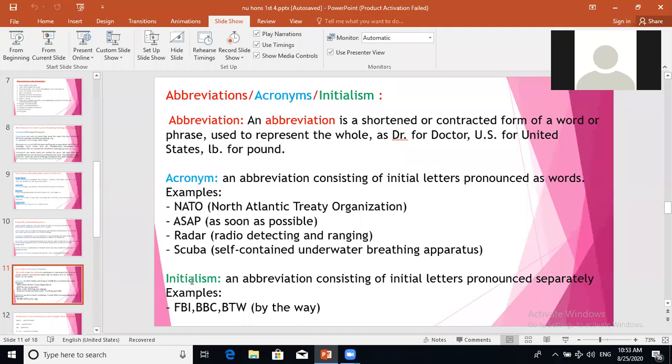What is initialism? I think this is a new item to you. You know already by this time. Initialism is also an abbreviation consisting of initial letters pronounced separately. The meaning is that an acronym is pronounced like a word, but an initialism, we pronounce the letters separately. F-B-I separately. B-B-C. FBI means Federal Bureau of Investigation. BBC, British Broadcasting Corporation. BTW, by the way. So these are the abbreviations. An acronym is an abbreviation where the pronunciation sounds like a word. An initialism is an abbreviation where we say each letter separately.